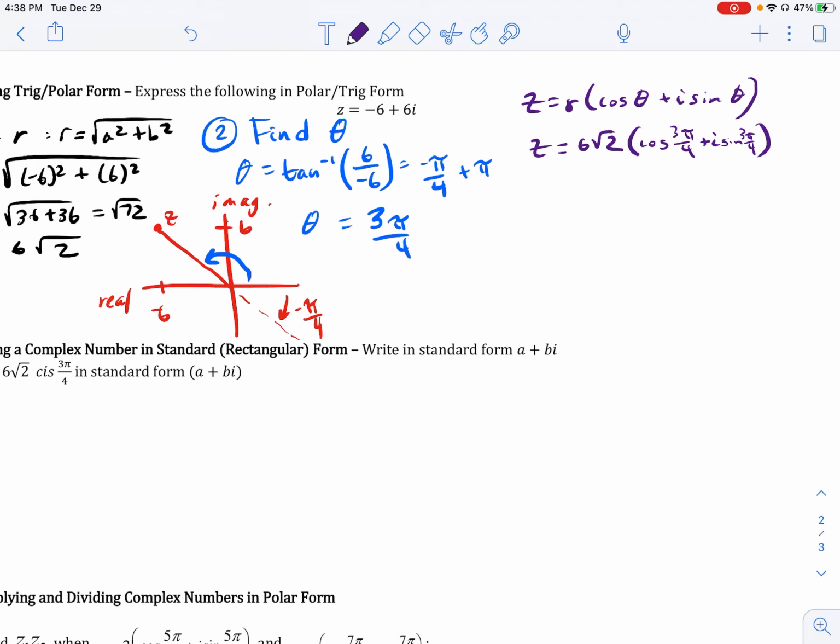Okay, oops, not sure why I did that. Let's see if we can get a better shot. Nope. There it is. If at first you don't succeed.